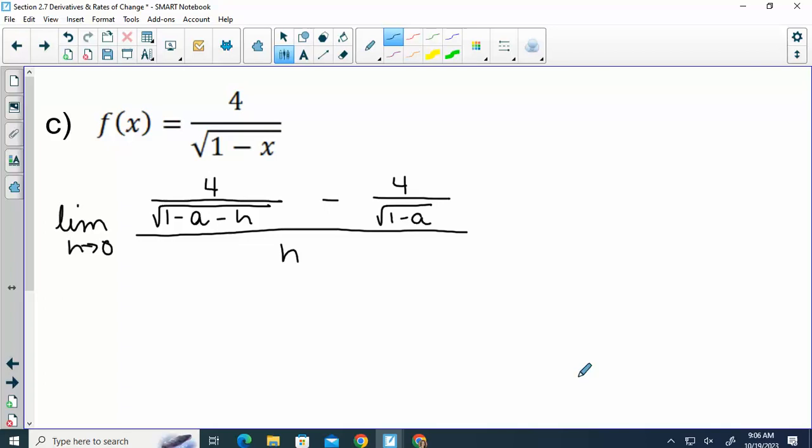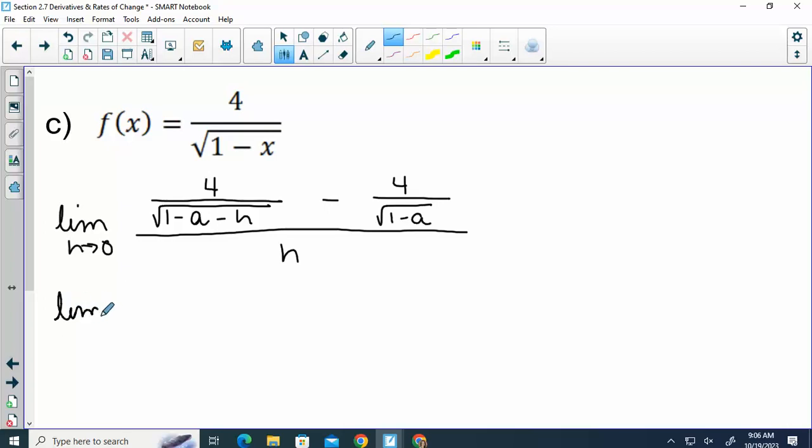Alright, can I plug in yet? No. Okay, so if I can't plug in my h, what can I do? What am I going to have to do with these radicals? Yeah, this one's going to be kind of ugly. I promise the examples I'm doing are uglier than your homework ones. Does that make you feel better?